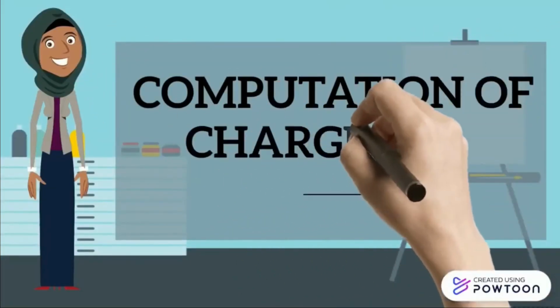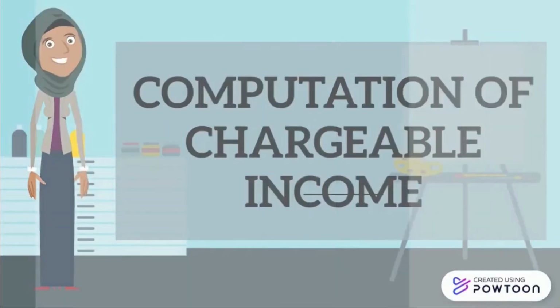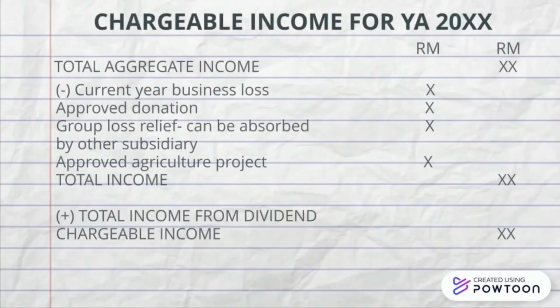Then the last one is computation of chargeable income. So how to calculate the chargeable income? Starting from the total aggregate income, we need to deduct current year business loss, approved donation, group loss relief, and approved agriculture project to get the total chargeable income.